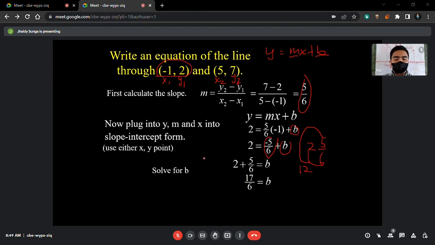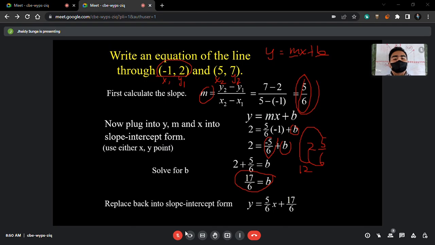Alright. So now we have b and m, which is 5 over 6. Now we could write the equation. How are we going to write the equation? We are going to replace the m and b in the slope-intercept form. So this will be your final answer. This is your m and this is your b. The slope-intercept form is y is equal to mx plus b. Only replace the m and the b.